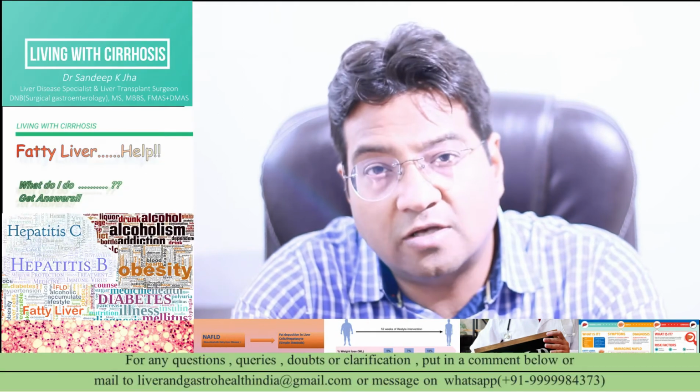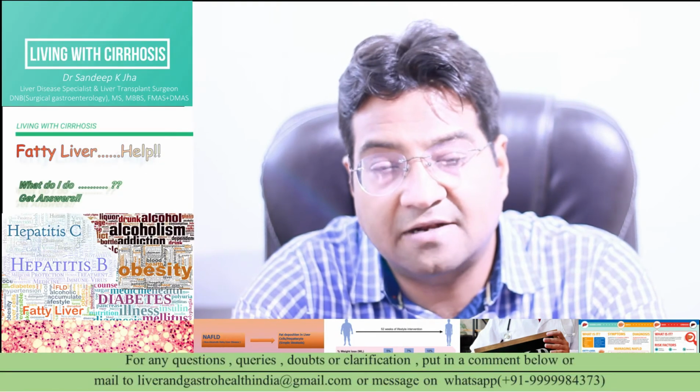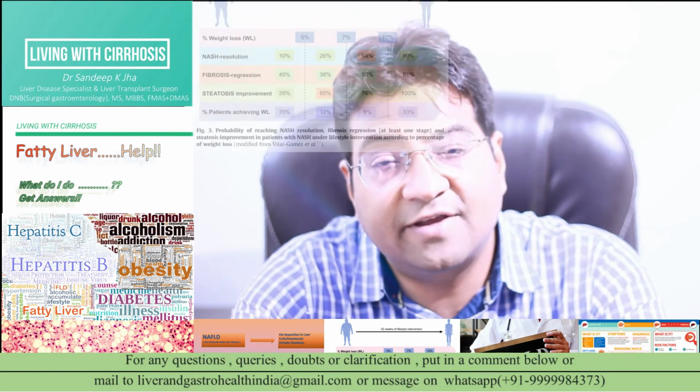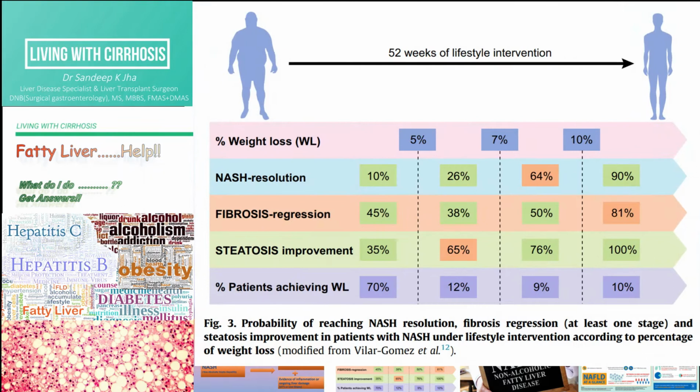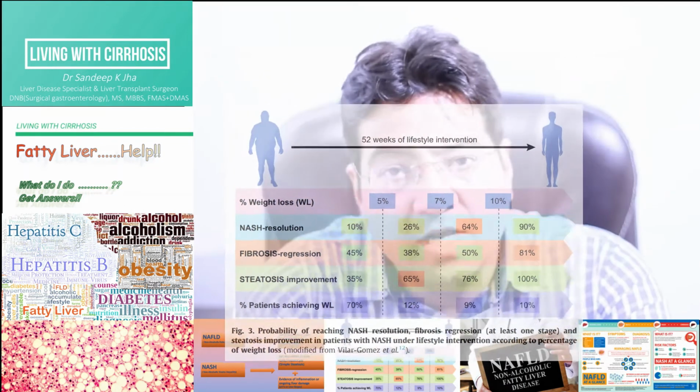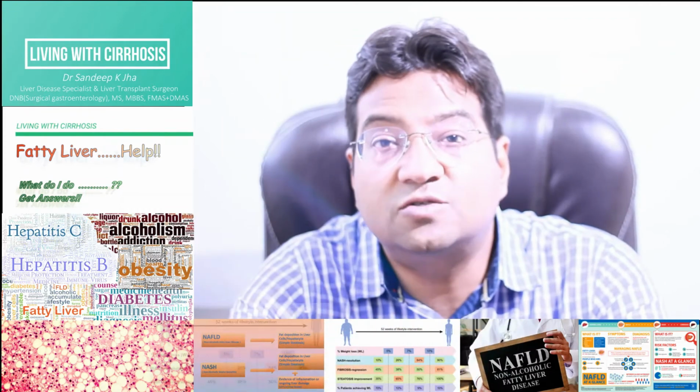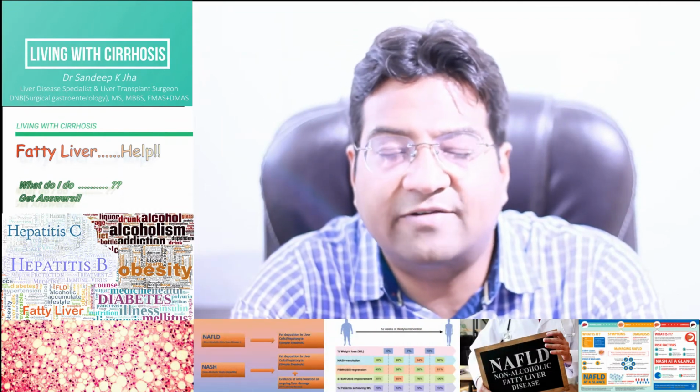In weight loss, if the patient loses 5 to 10% of his body weight, there is a significant reduction in fat content of the liver. And it is said that if an obese patient loses up to 30% of his weight, then the fatty liver can be completely reversed.